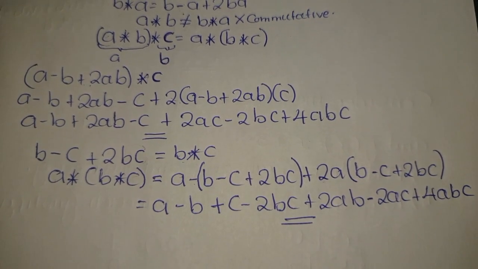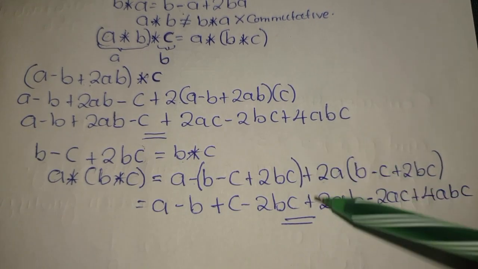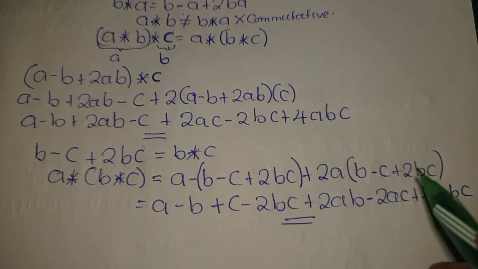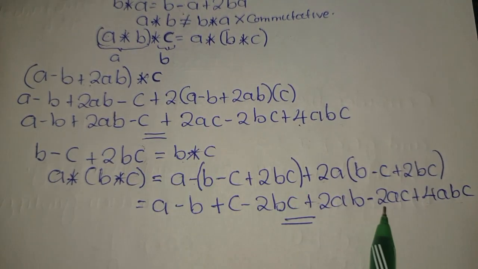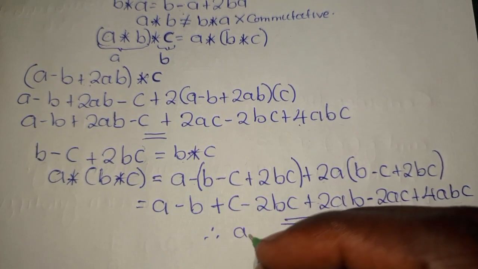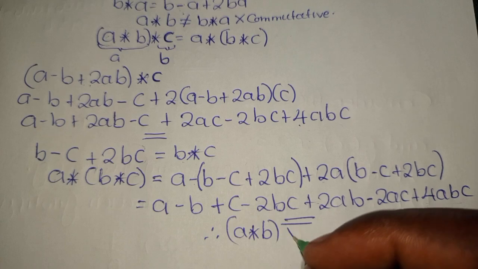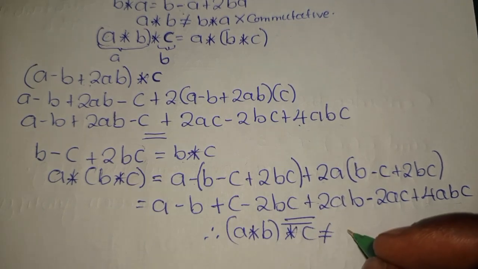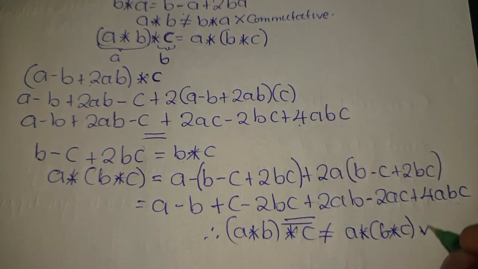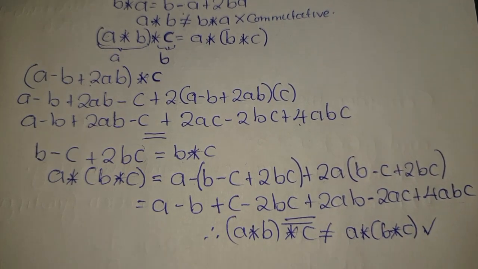Then from here now you need to check these two if they are the same. So look, we have 4ABC, so we can just tick it out. So we have 2AC, negative 2AC, and the question has failed us on these two expressions. So we know for sure that therefore A star B star C is not associative with A star B star C. So this is how basically you solve such kind of expressions under binary operation.